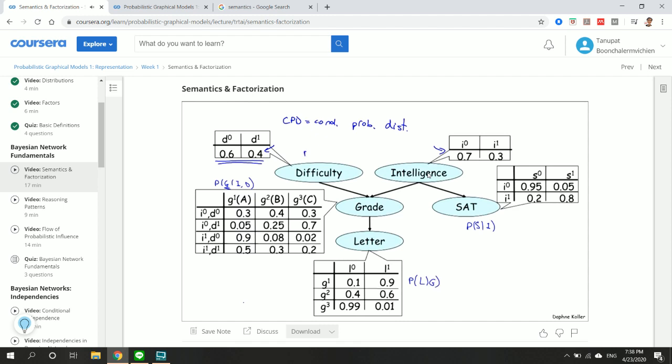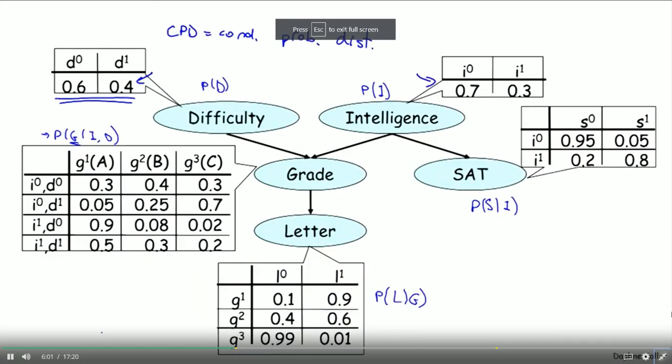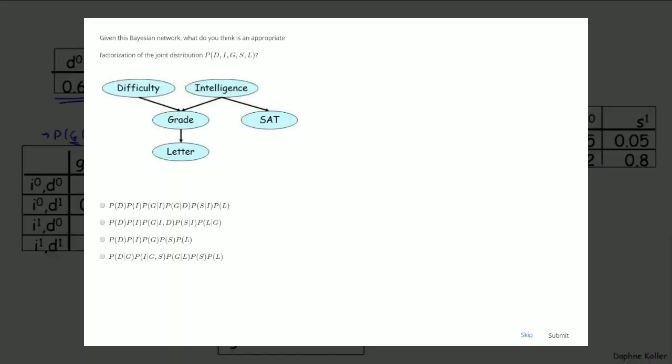So just to write this out completely, we have P of D, P of I, P of G given I and D, P of L given G, and P of S given I. And that now is a fully parameterized Bayesian network. And what we'll show next is how this Bayesian network produces a joint probability distribution over these 5 variables.